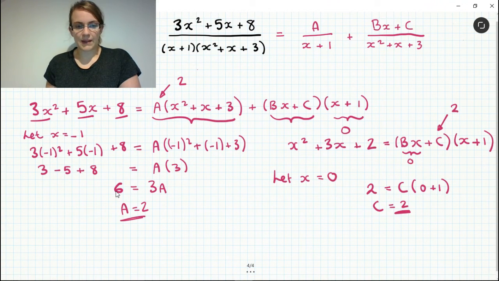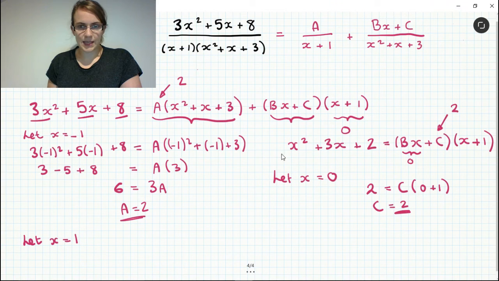Now we can pick any value of x that we like now because there is no value that actually eliminates c and makes it easier. We've already used -1 and we've already used 0, so I'm just going to use 1. As simple as you can. I'd use 0 if I could, but 0 would actually eliminate b.